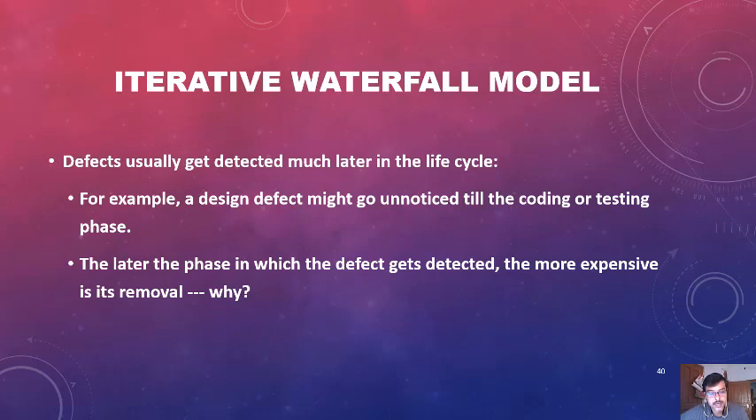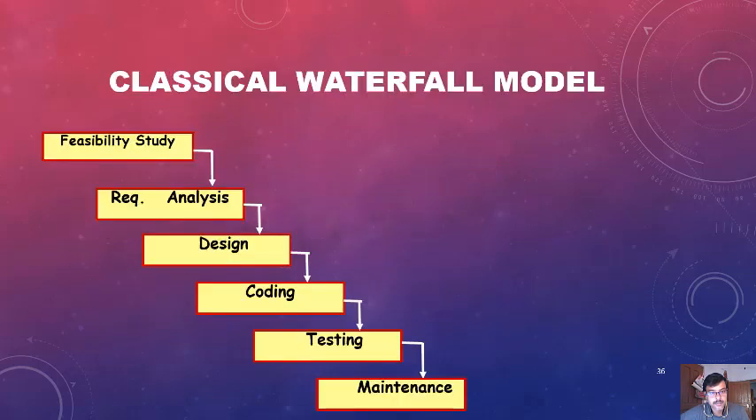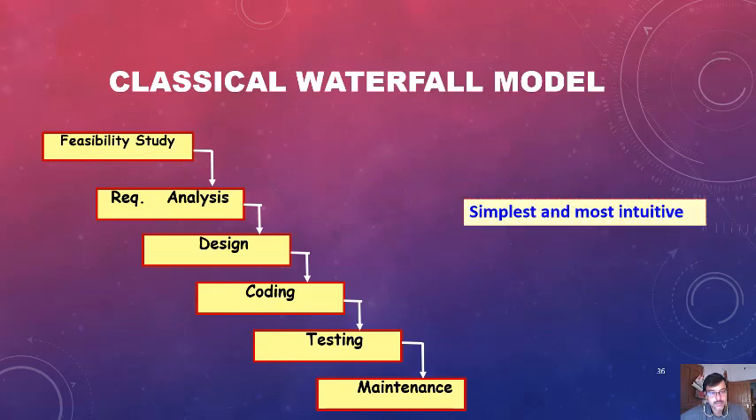Because when you detect the problems in the last phase, you have to rectify the software requirement specification, rectify the design specification, change the coding, and test the whole project again. So you have to go through all these phases of the project in the waterfall.